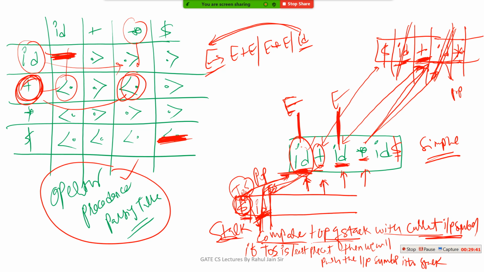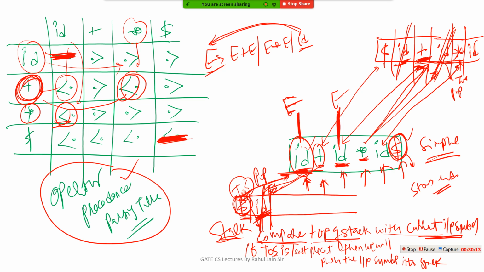Now I will increment my pointer and I will compare this id with the multiplication symbol. Again the top of stack has lesser precedence, because multiplication has lesser precedence than id. So I will push this id onto the stack and increment my pointer. When I increment my pointer, I observe that dollar is at the last position. It indicates that my input string has ended.